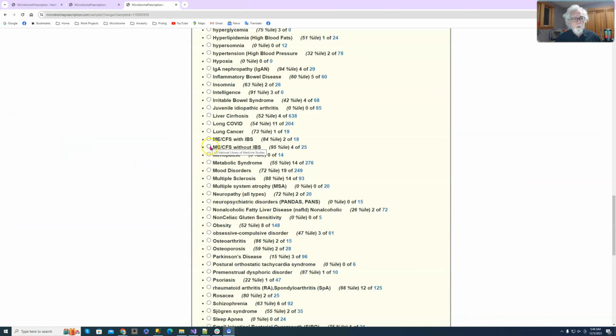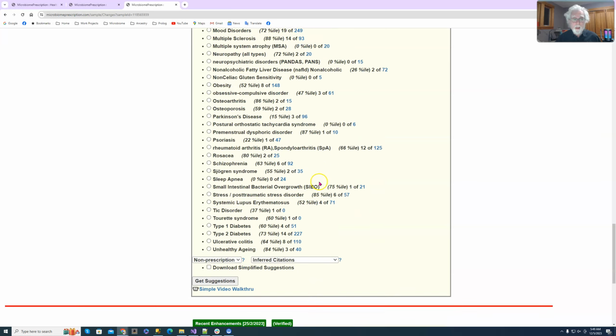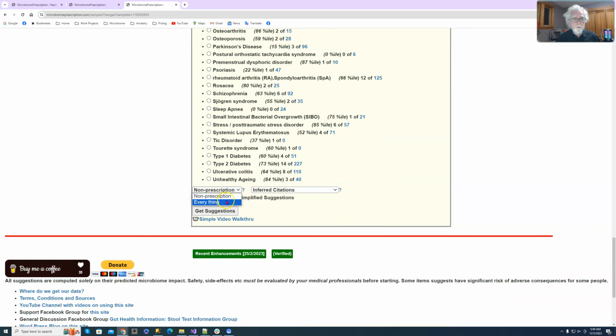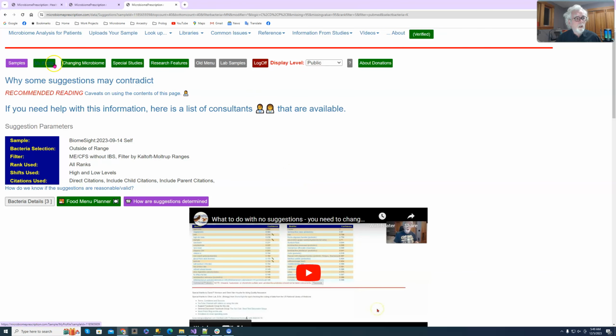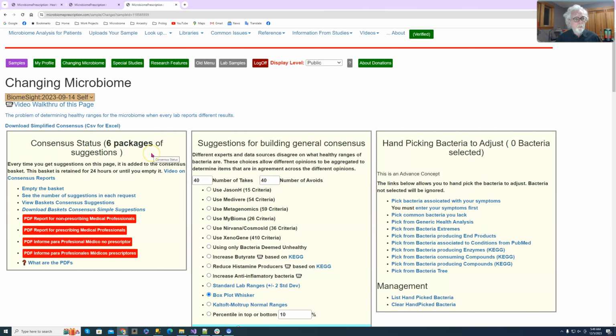And now we go back and we do ME without IBS. We have 4 out of 25, which doesn't seem much, but in terms of the patterns, 95% of people have fewer matches for these 4 particular bacteria shifts. So we're going to add that to our do one. Again, toss in everything. And there, and now actually if we go back to changing microbiome, we see we have 6 packages there.